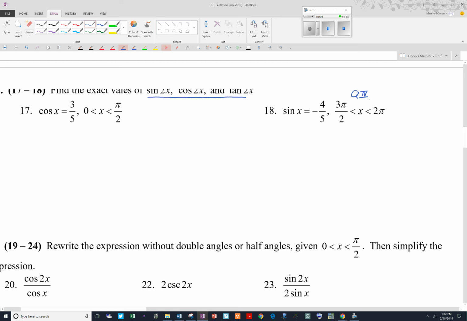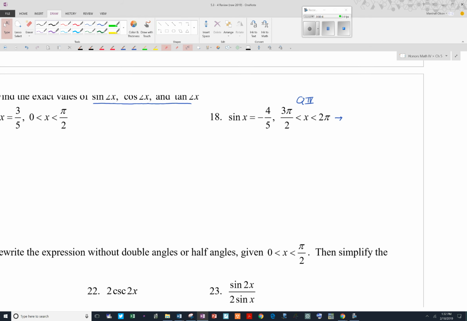But then the other thing I'm going to write here is that if angle x is in quadrant 4, then doubling that angle would put it somewhere. I'm going to just double all three of these pieces right here. So I get 2x in the middle then. 2x is greater than 3 pi and less than 4 pi. So we know that 2x is somewhere between 3 pi and 4 pi.